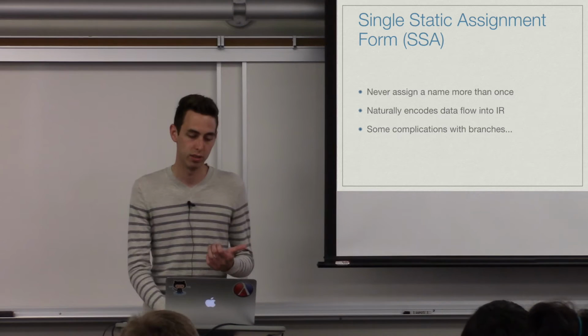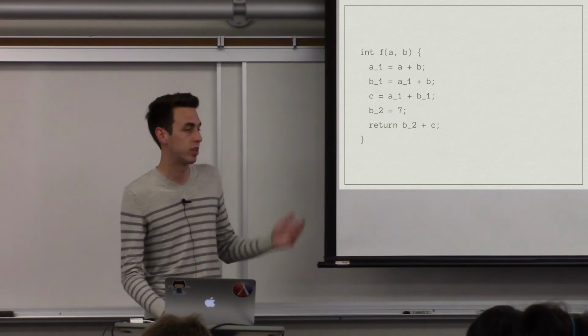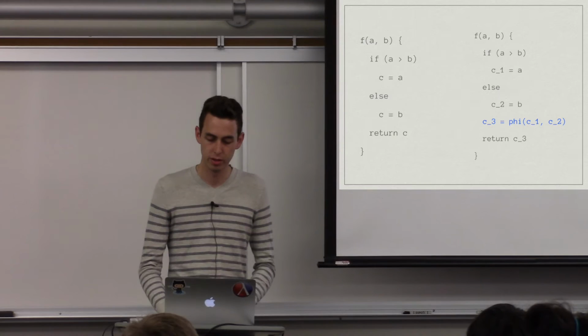SSA for short, and you never assign to a name more than once. So as you see in this, every time you go to assign a variable, you create a new name. And then this naturally encodes data flow. You can see what depends on what. But there are some complications when you have branching in your code.